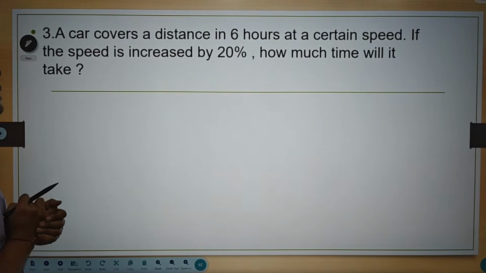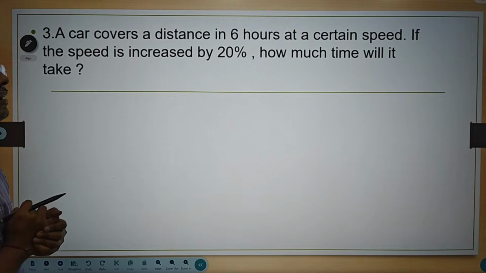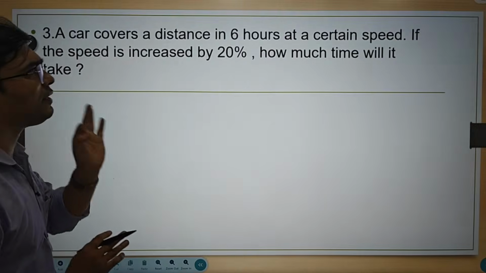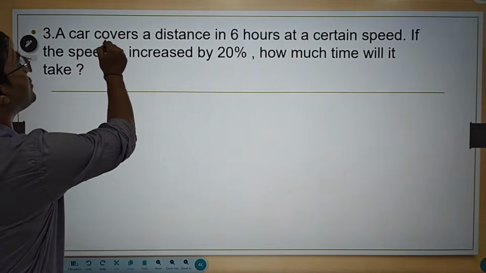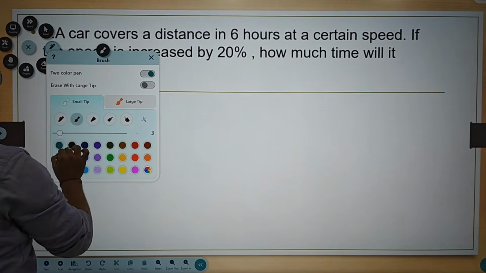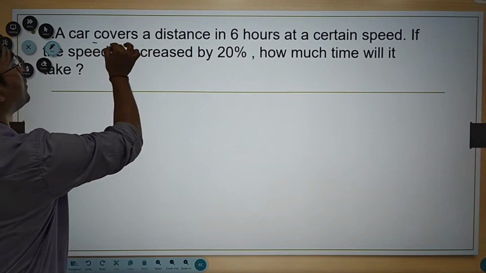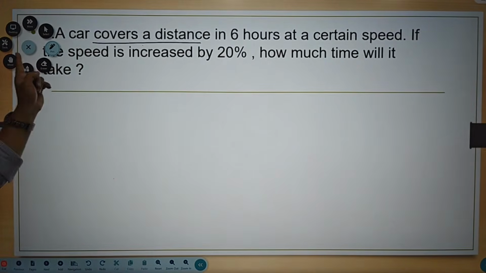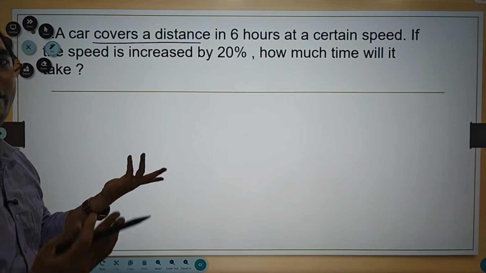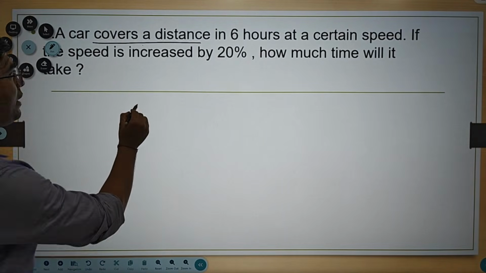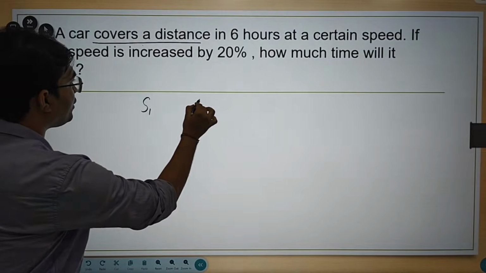What is given? A car covers a distance in 6 hours at a certain speed. Now the speed is not given, but one thing is fixed, that the car covers a certain distance. It means distance is going to be a fixed value. Distance is not going to change. 6 hours at a certain speed. If the speed is increased by 20%, how much time will it take? Now speed is not given, we can't find 20% of the speed. So in this case, I'll take the ratio of S1 is to S2.